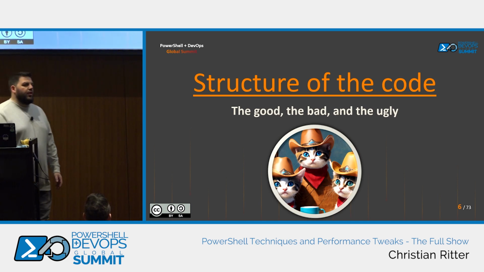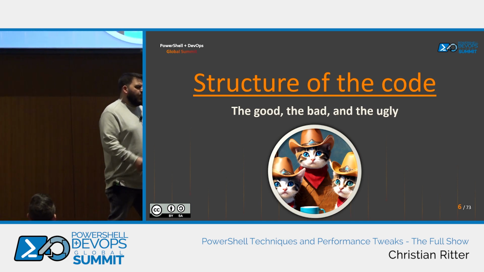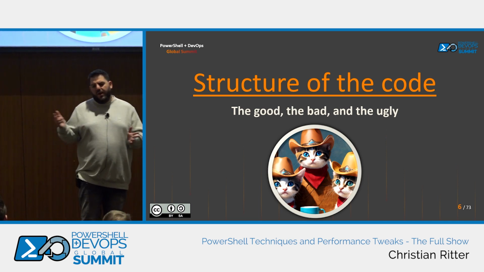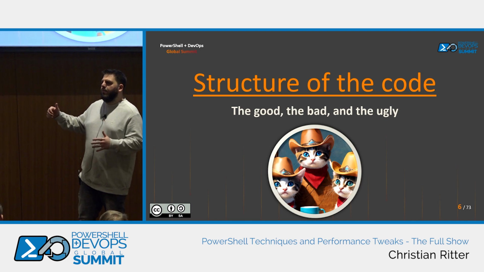Now, how my code is structured. I try to redo the Good, the Bad and the Ugly Italian Western movie poster. I asked the AI, hey, make some, use it with some cats.